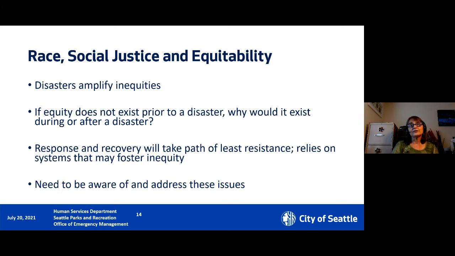Response and recovery operations will take the path of least resistance. It relies on systems that may already foster inequity. We need to be aware of and address these issues, preferably prior to a disaster. During the COVID response, programs to support access to food included equity as a key component.